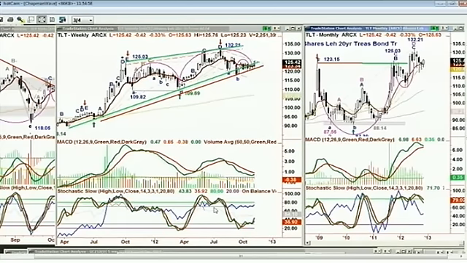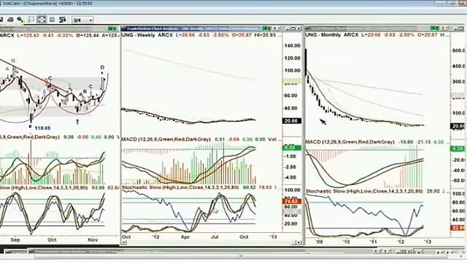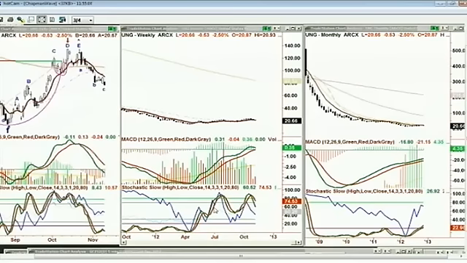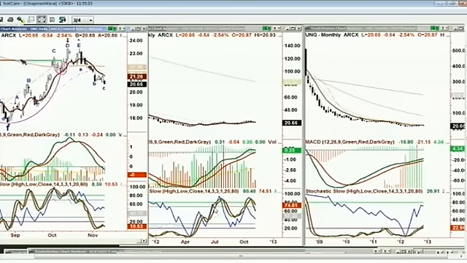The other is UNG, a question in the den. That was a question I saw earlier on, and if I can find out who it was, that was Gold 25 who asked about it. UNG is coming down. I'd be very careful about this. This is the United States Natural Gas Fund. Why? Because it's holding here, but if you look to the left, there's no real support.